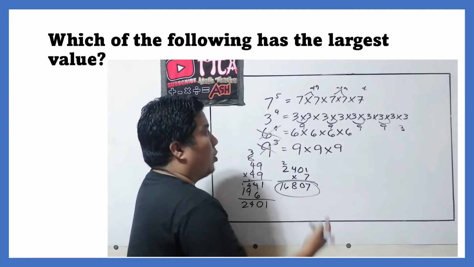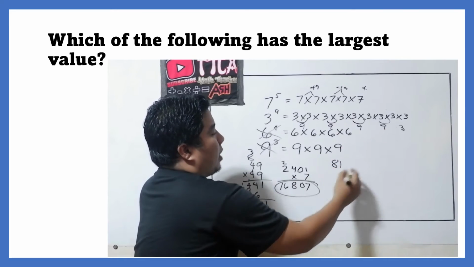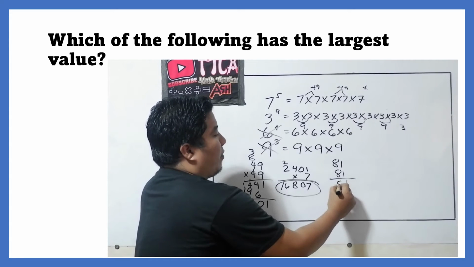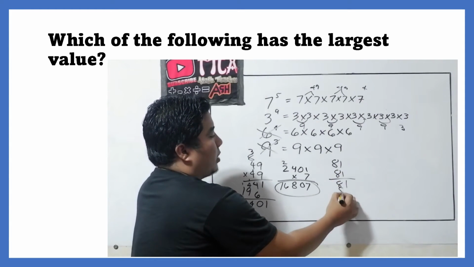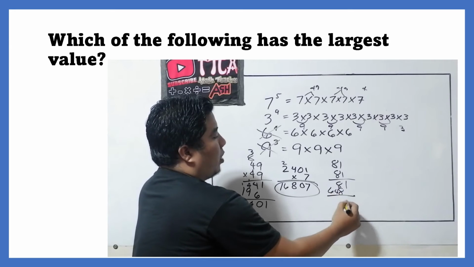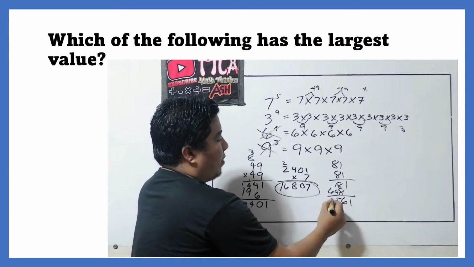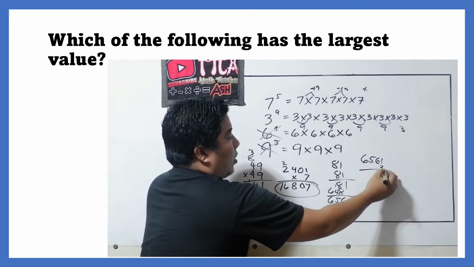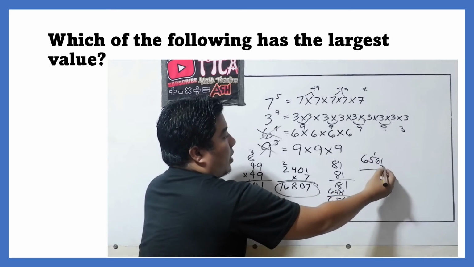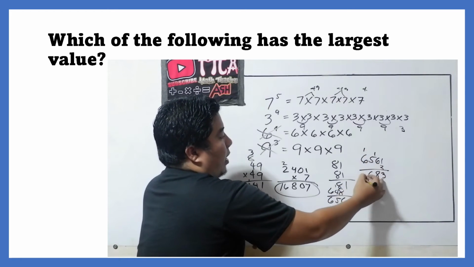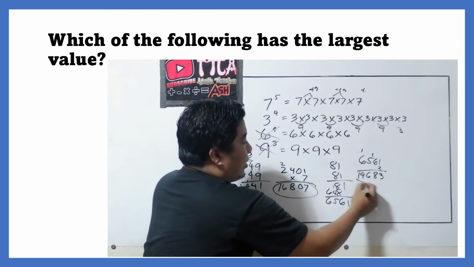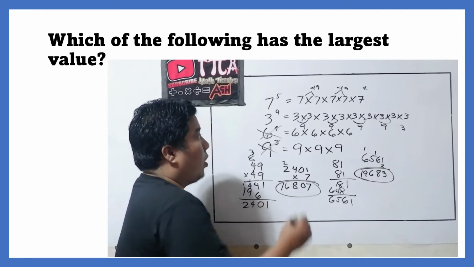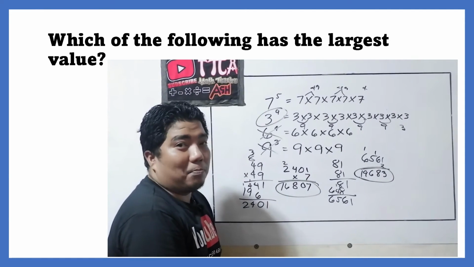How about 3 to the 9th power? So 9 times 9, that is 81. 9 times 9 here, that is another 81. And then later on, we will multiply it by 3. So we have 81 times 81. 8 times 1 is 8. 8 times 8 is 64. So 6,561 times 3. So that is 3, 18, carry 1, 15, 16, and that will be 19,683. 19,683 is bigger than 16,807. Therefore, the correct answer is 3 to the 9th power.